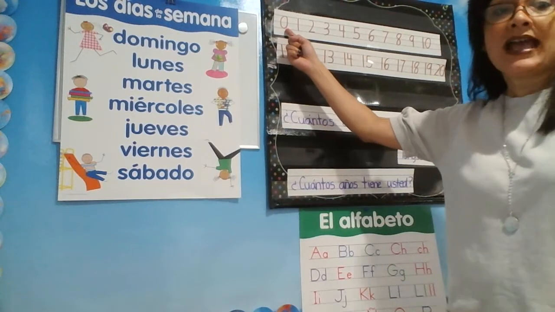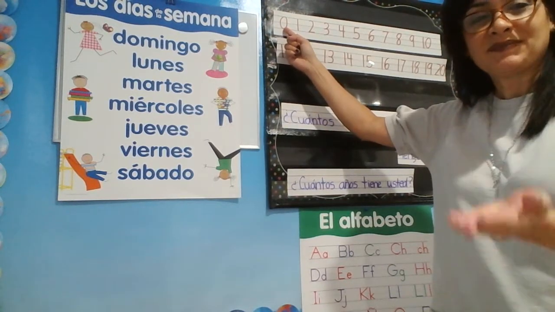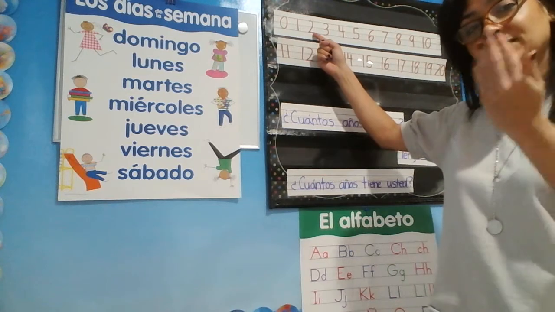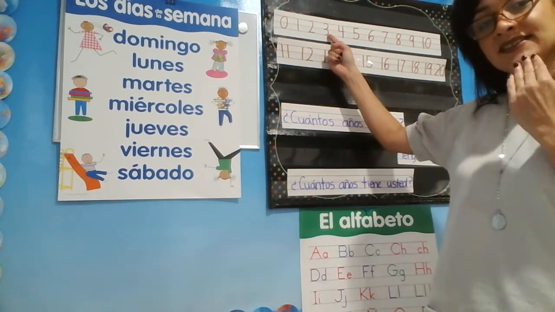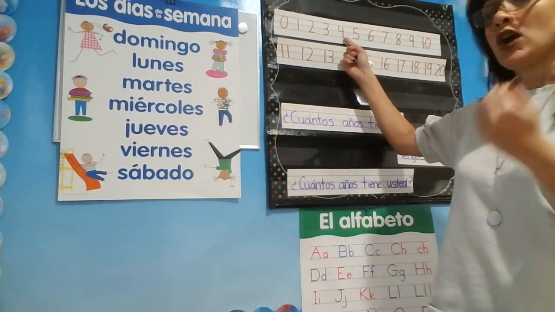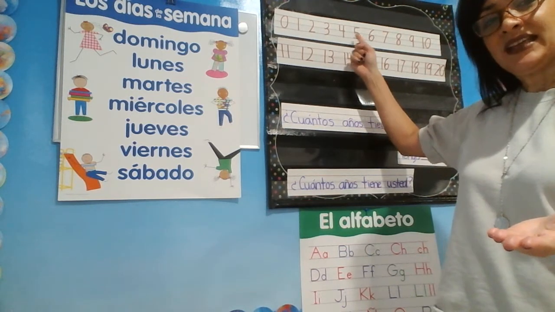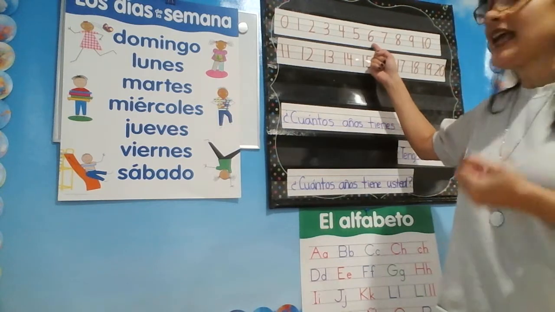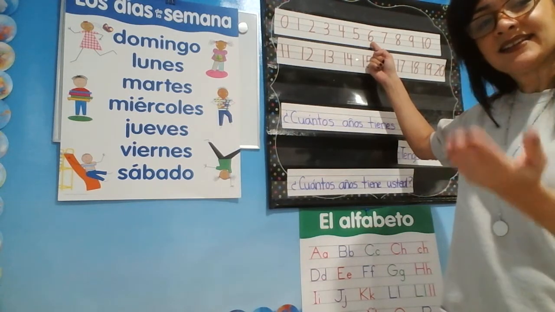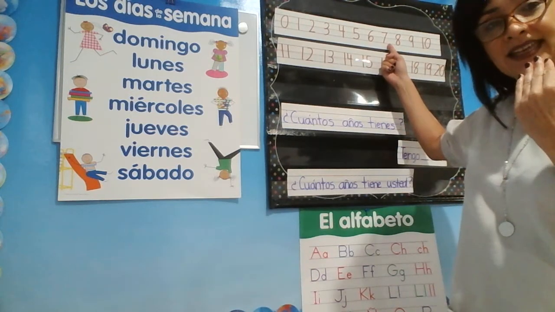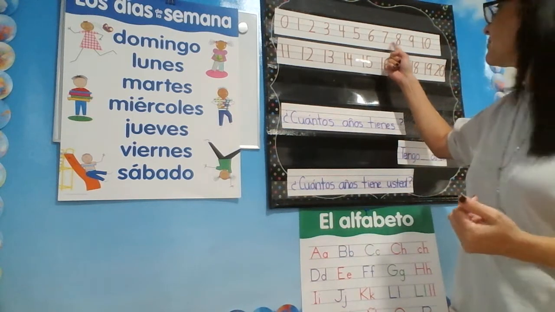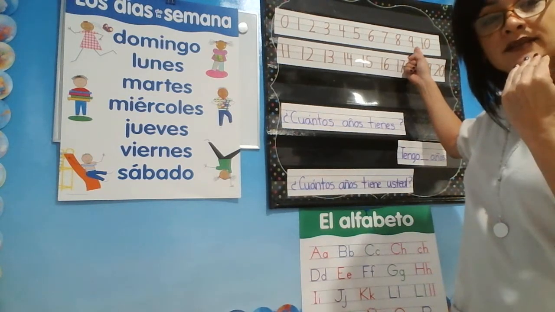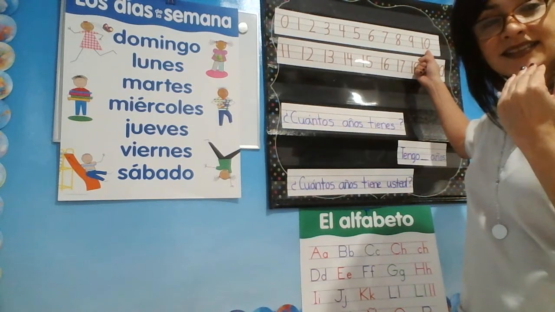So for zero, cero. Repite, cero. Uno. Dos, tres, cuatro, cinco, cinco is 5, seis, siete, ocho, nueve, 10.